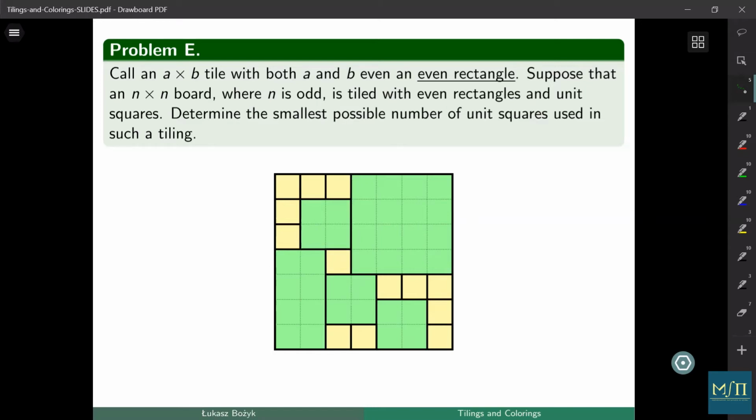And now let's have a look at the following problem. Given an n by n board where n is odd, right? So, for example, here n equals 7.